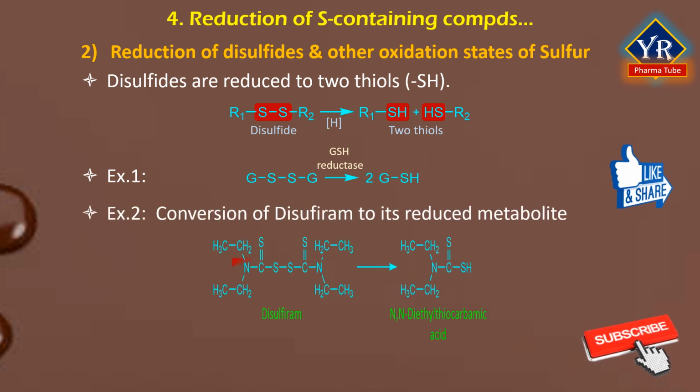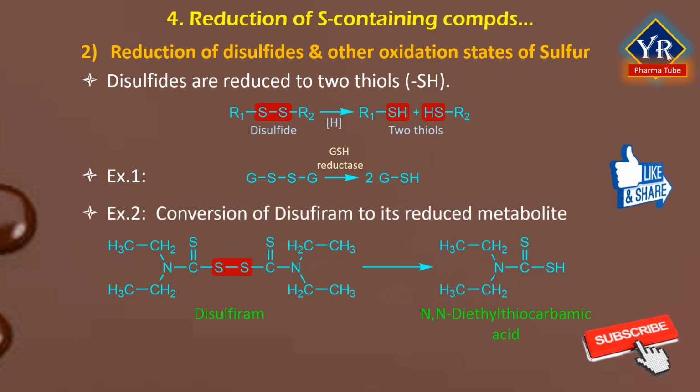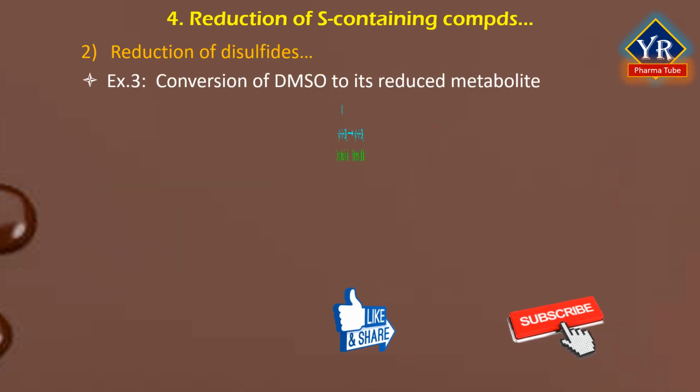In another example, reductive cleavage of the disulfide bond in disulfiram yields N,N-diethyldithiocarbamic acid as a major metabolite. In a third example, sulfide formation involves the reduction of dimethyl sulfoxide, abbreviated DMSO, to dimethyl sulfide. DMSO is metabolized to a minor extent by this reductive pathway. The characteristic unpleasant odor of dimethyl sulfide is evident on the breath of patients who use this agent.